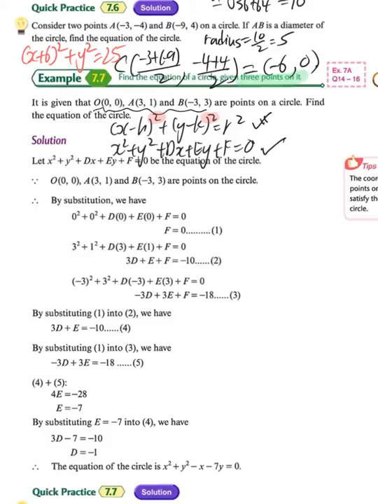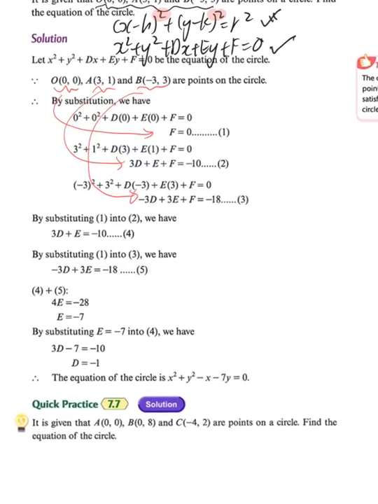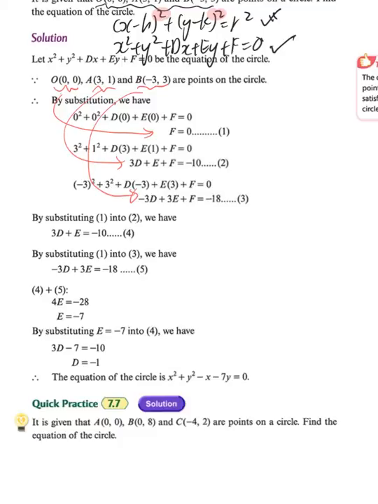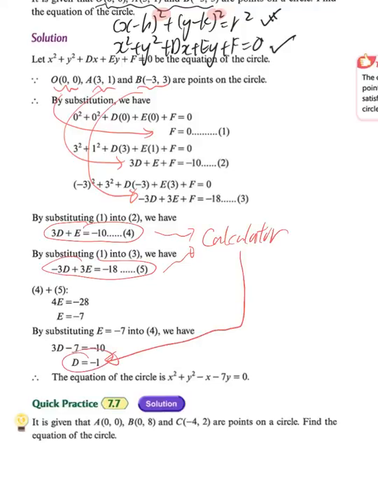Just substitute the points to obtain 3 equalities, 3 equalities with 3 unknowns. Then you can solve the equations. First of all, F equals 0, then substitute F equals 0 into equalities 2 and 3, and you will obtain equalities 4 and 5. Remember, this is a simultaneous equation in 2 unknowns. Therefore you may use your calculator to obtain the result, which is D equals 1, E equals, F equals 0.